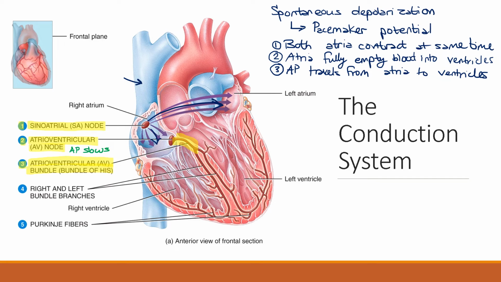After propagating through the bundle of His, the action potential enters both the right and left bundle branches. The bundle branches extend through the interventricular septum. So this septum between the two ventricles is going to travel down that interventricular septum toward the apex of the heart down here. So the action potential travels down the interventricular septum to the apex of the heart.